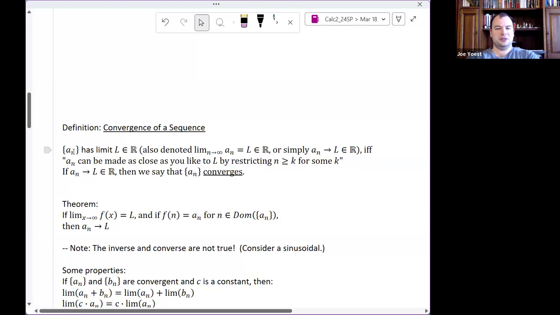But we'd say the sequence an has limit L, a real number, if and only if, this "iff" with two F's means if and only if, we can make the following statement, and we're being a little hand-wavy here. We're not going through super precise definitions of limits with epsilons and deltas, but an has limit L if and only if the elements an can be made as close as you like to the proposed limit L by restricting n greater than or equal to k for some k.